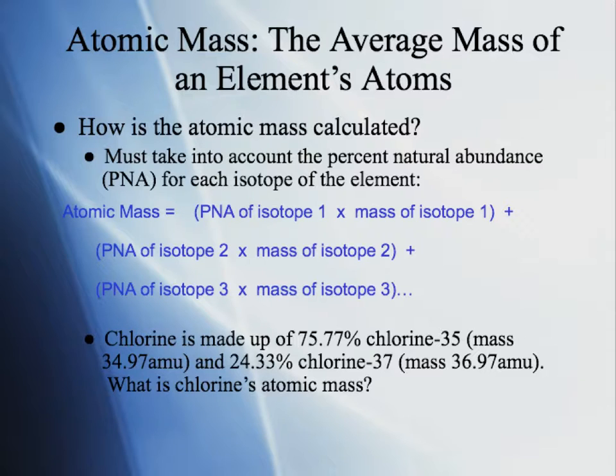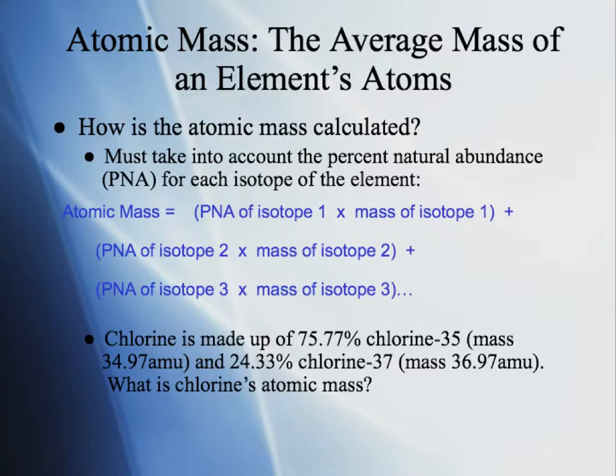All right, so here is how it is calculated. Whenever we're figuring out the atomic mass of a certain element, we must take into account the percent natural abundance for each isotope. Remember, that's the percentage of that isotope in a sample of an element. So we take the percent natural abundance for one isotope and multiply that by the mass of that particular isotope. Then we add it to the percent natural abundance of the second isotope multiplied by its mass. If there's a third isotope, we take the percent natural abundance of that third isotope multiplied by its mass, and so on and so forth.